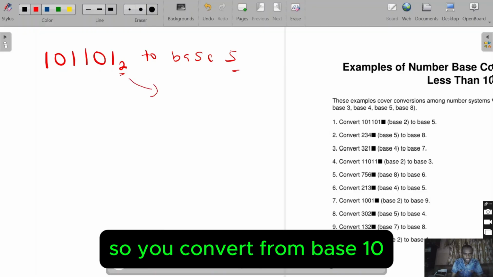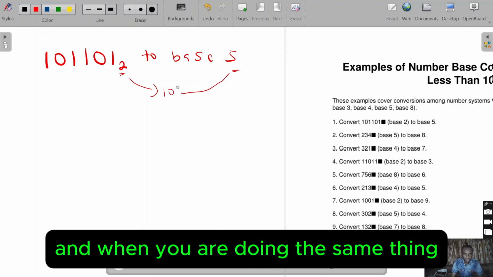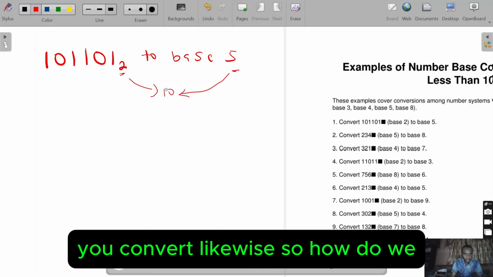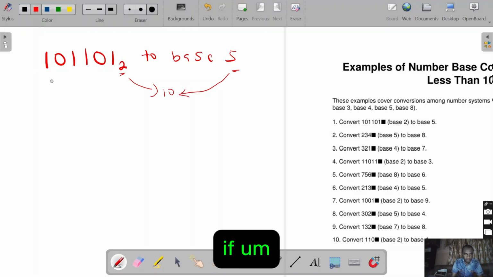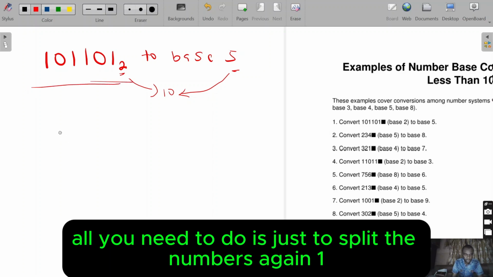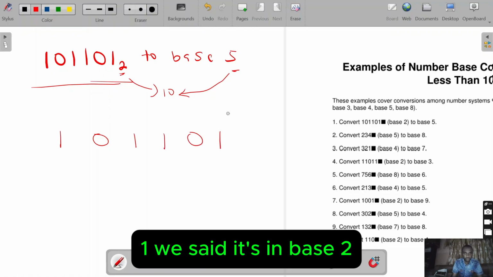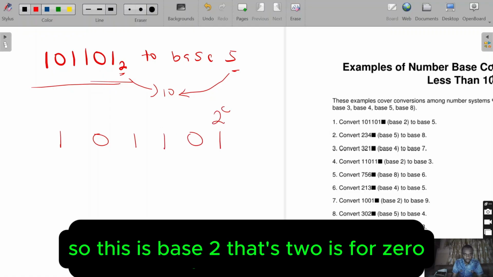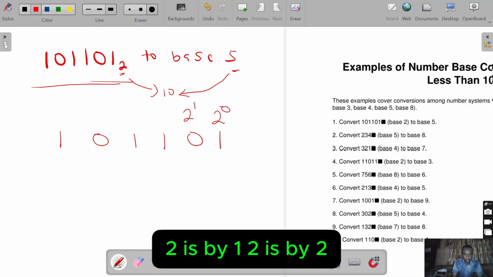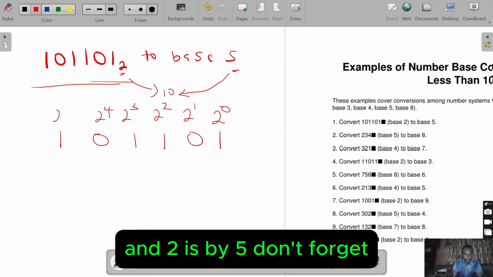So you convert from base 2 to base 10, and then from base 10 to base 5. Recall how we converted from base 2 to base 10? It's simple. All you need to do is split the numbers: 1 0 1 1 0 1. We said it's in base 2, so that's 2 raised to power 0, 2 raised to power 1, 2 raised to power 2, 2 raised to power 3, 2 raised to power 4, and 2 raised to power 5.